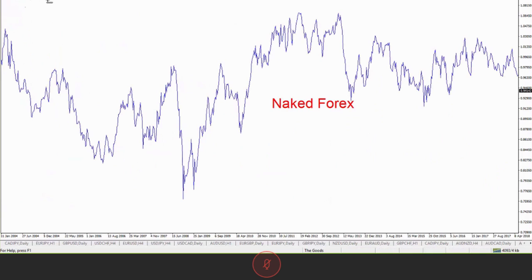So what happens here is I will go to the weekly. Let's say I'm going to trade the Aussie CAD daily. I'll go to the higher time frame, the weekly chart, and I go to the line chart.